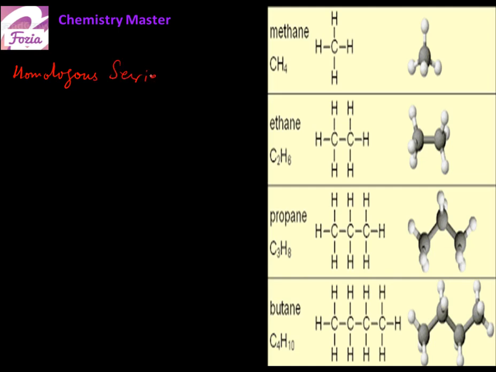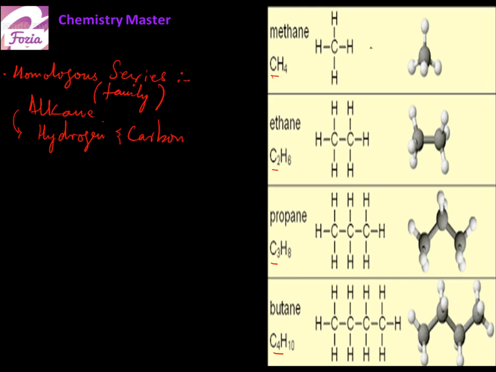So today we will just observe why there is a need to make homologous series. Homologous series means the family of similar compounds. Now we will be observing the structures of methane, ethane, propane, and butane, just for the sake of example. And this is the homologous series of alkanes. Now what are alkanes? Alkanes are the simplest organic compounds which consist of only hydrogen and carbon. Okay, now we see the structure.